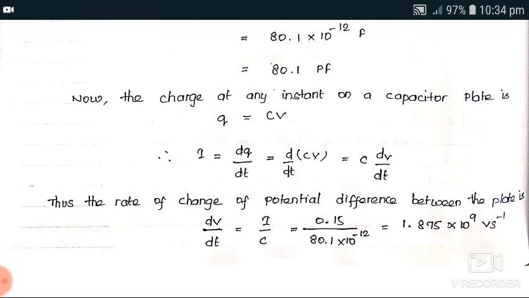So 80.1 into 10 to the power of minus 12. It will give a final result of 1.875 into 10 to the power of 9 volt second minus 1. That's the final answer.